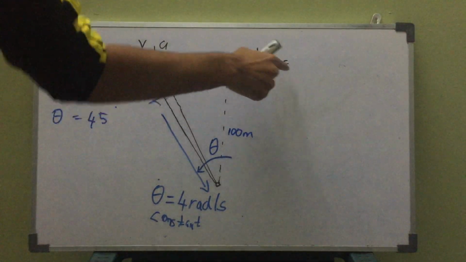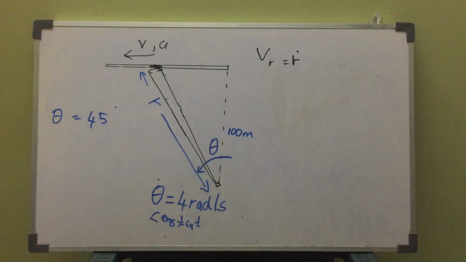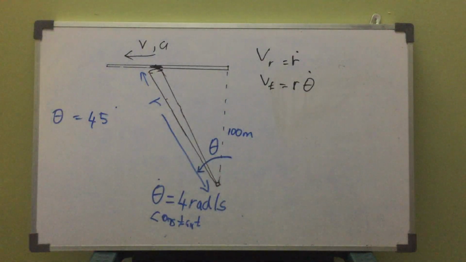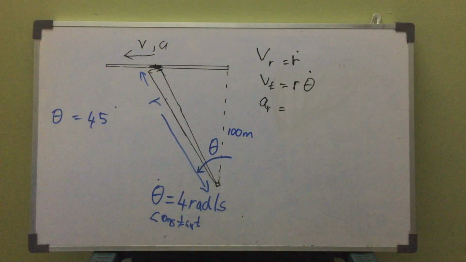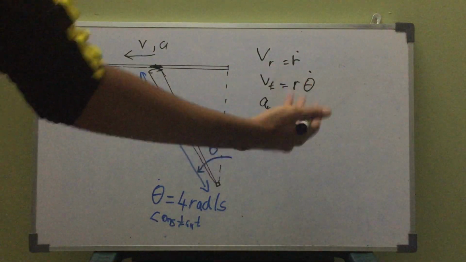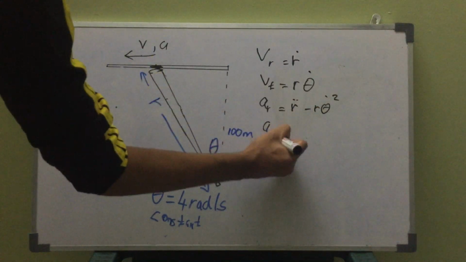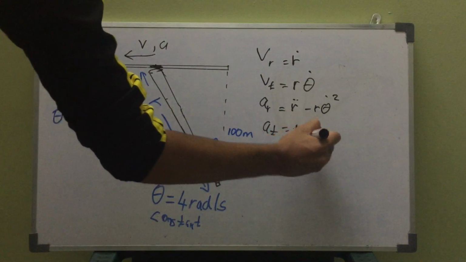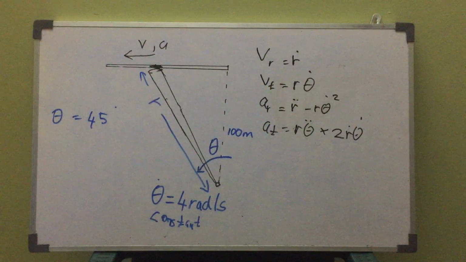If I am considering the radial direction velocity, I already know it would be r dot. And if I consider the transverse direction, v_t would be r theta dot. And the radial direction acceleration would be, I don't know what the values are, but I'm going to write all these 4 equations, so it might be helpful for me. So a_r would be r double dot minus r theta dot squared, and a transverse would be r theta double dot plus 2 r dot theta dot. So these are the equations.